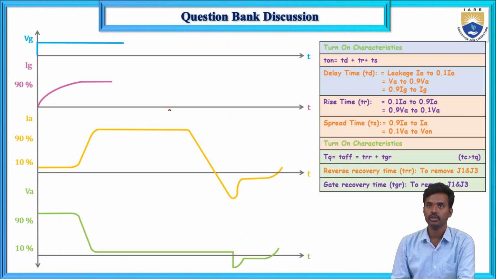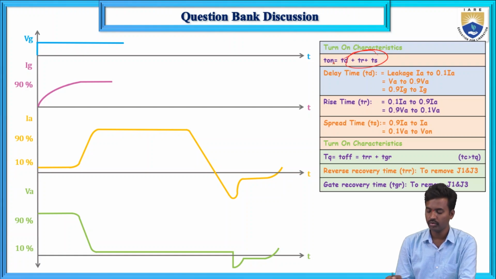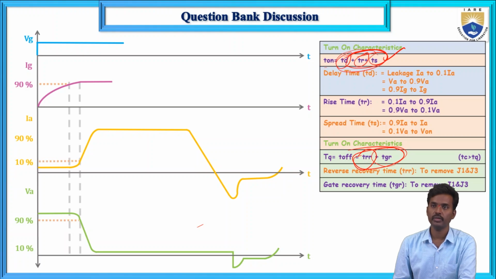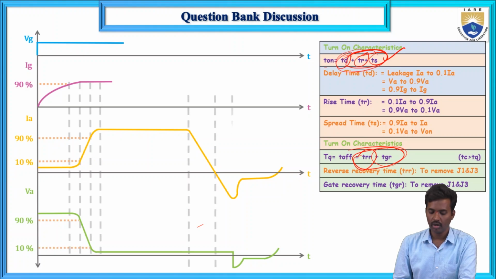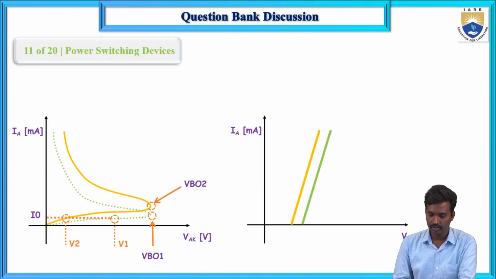That already we discussed. So this is turn on and turn off. Turn on we already discussed in the first question. This is the turn off: gate recovery time and reverse recovery time. This is the TD plus delay time, rise time and storage time. So that already we discussed. These are the delay time, rise time, spread time, all these already we discussed. Now if you see the next question, here these are the TD.